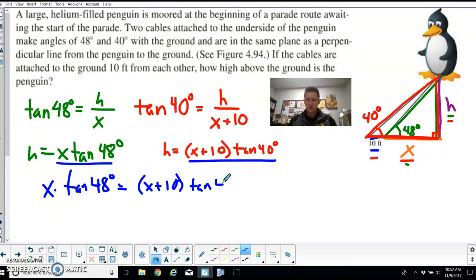Now, we should solve for x. Okay? As we solve for x, I know that there's an x on the left, there's an x on the right. I need to have just one x on one side. So my first step would probably be to distribute the tangent over here.